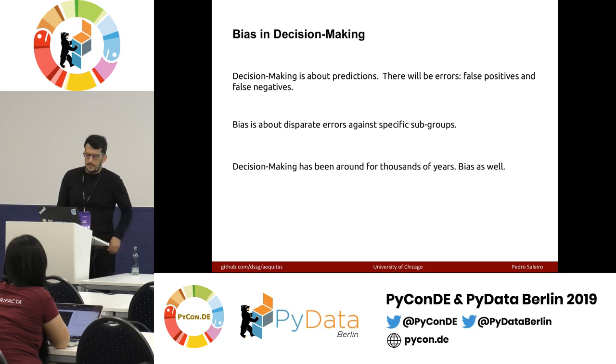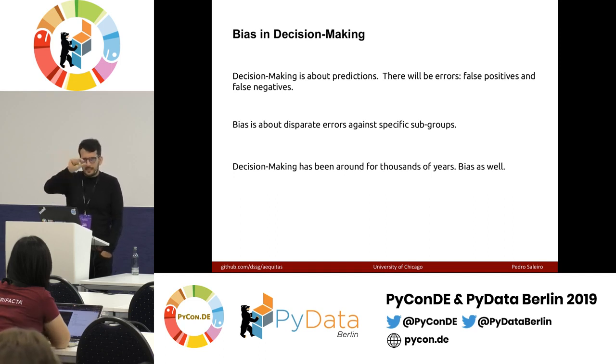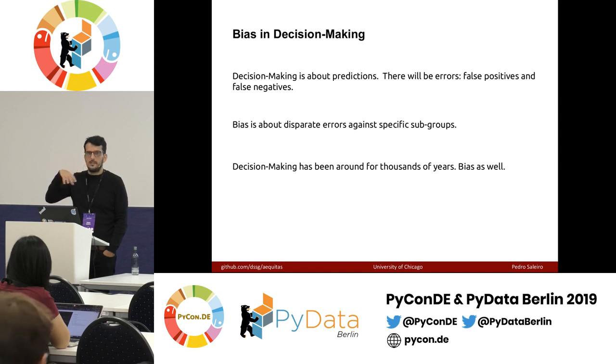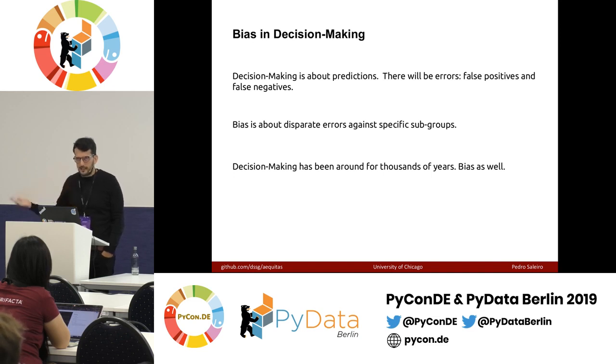So, decision making is about predictions, and often I can say this, unless you have a really limited capacity and you're operating really on the top, there will always be errors. And bias, in this context, is not about statistical bias when you are learning in machine learning, if that's your background. Bias in this context is to define if there are disparate errors across different specific subgroups.